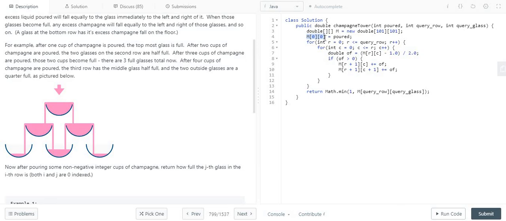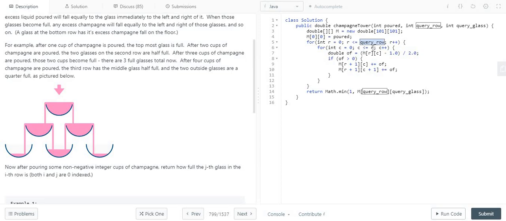After that, I am iterating through the number of query rows, and here I will explain this with an example. Let's say initially the query row is 0, and the query glass is again 0. I start from 0, and 0 is less than or equal to 0, so it will come inside this for loop, and again this column value is less than or equal to this row value.